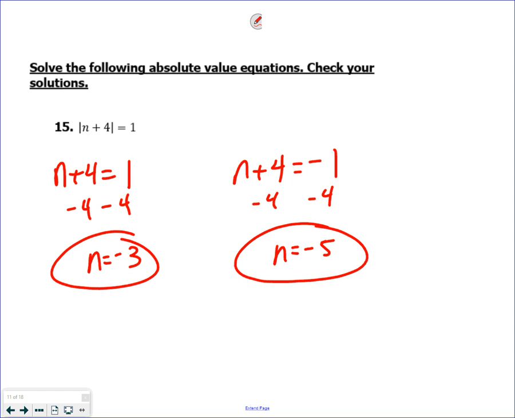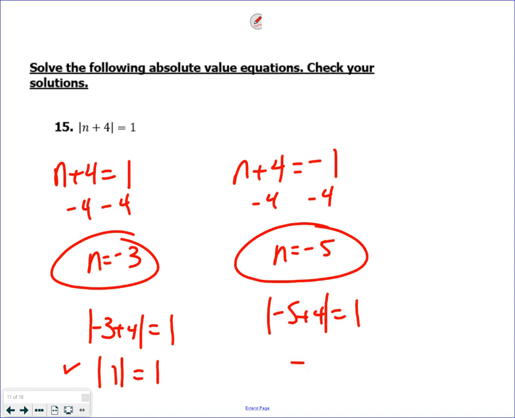Now, let's talk about checking our solution, just to make sure that we understand this. Plug -3 back in. The absolute value of -3 plus 4 equals 1. Is this true? Is the absolute value of 1 equal to 1? Yes. Now, here's the side that some of you are going to struggle on. -5 plus 4 equals 1. I get the absolute value of -1. Is that true? And again, the answer is yes. So we have checked both solutions there.